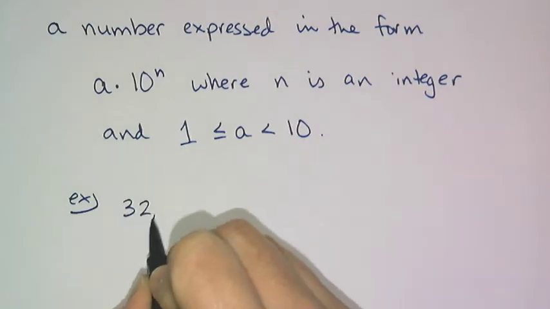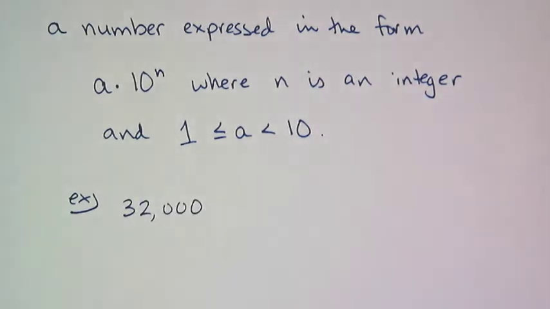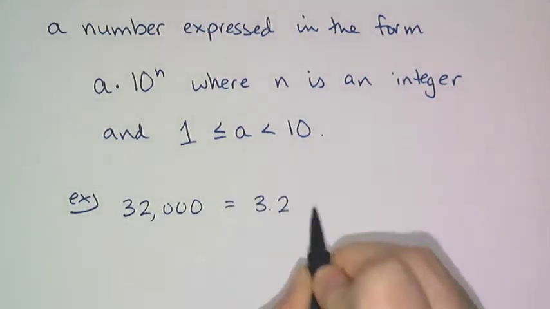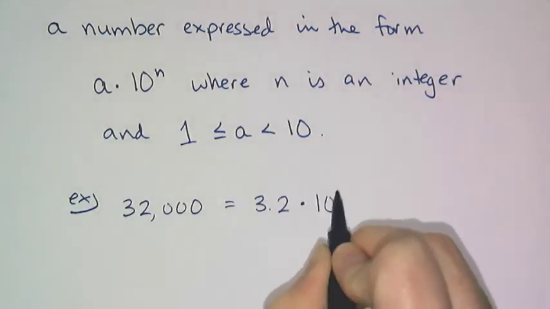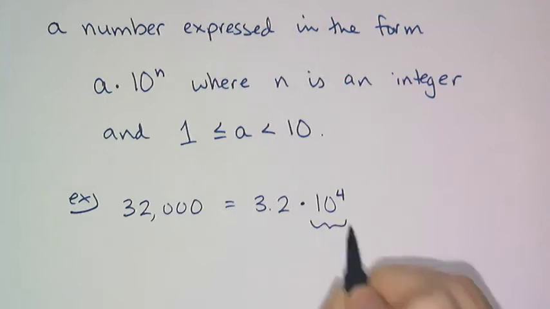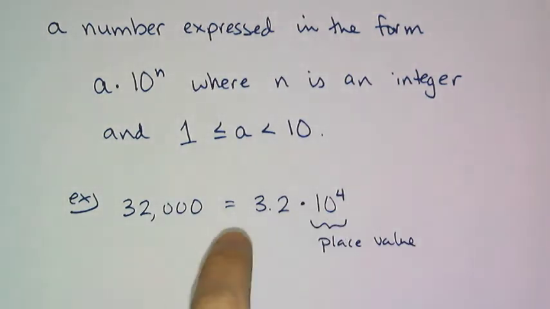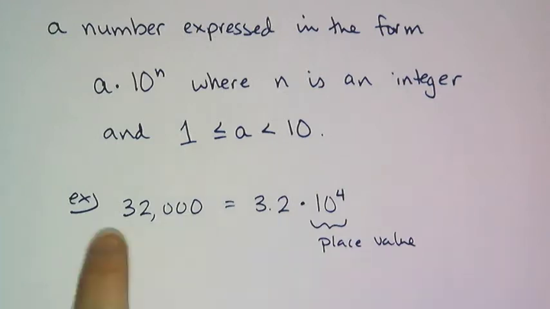So 32,000 in scientific notation is 3.2 times 10 to the fourth power. This 10 to the fourth power tells you the place value of the 3. Because 10 to the fourth is 10,000, so you have 3.2 10,000s, which is 32,000. That's how scientific notation works.